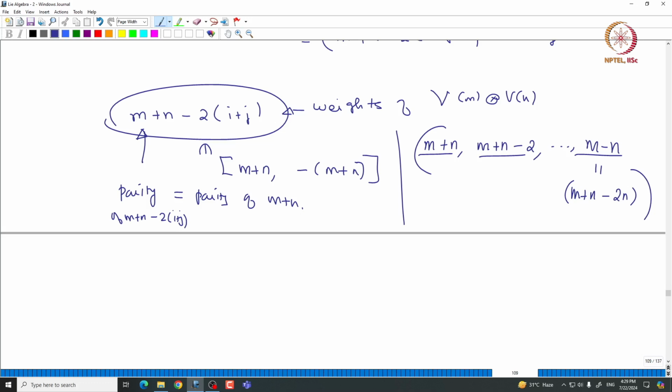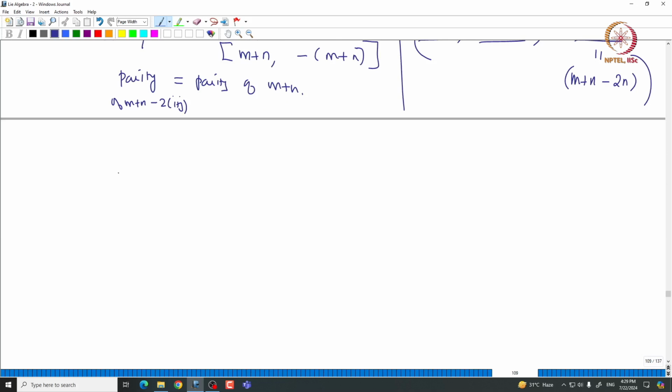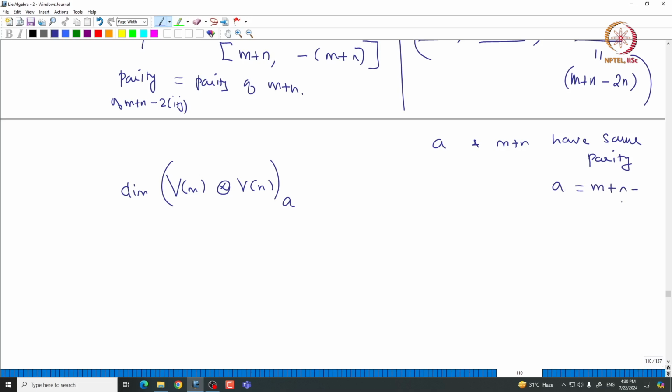So this m plus n minus twice (i plus j): those are all the weights of this V_m tensor V_n, and all the weights of this module have the same parity as m plus n. Now, using this, let us calculate the dimension of a given weight space of V_m tensor V_n, say the a-th weight space. What is the property of a? The parity of a and m plus n should be the same. That is the first natural condition, because a should be writable as m plus n minus twice (i plus j) for some i, j.